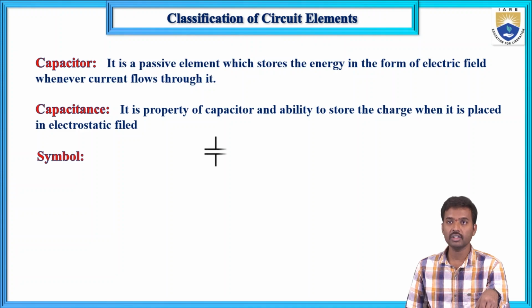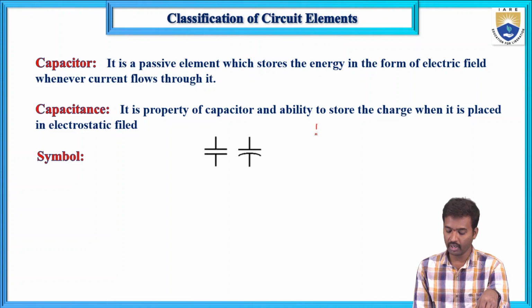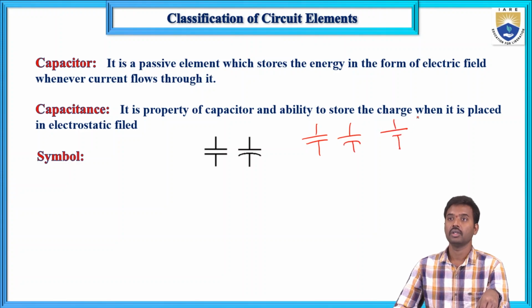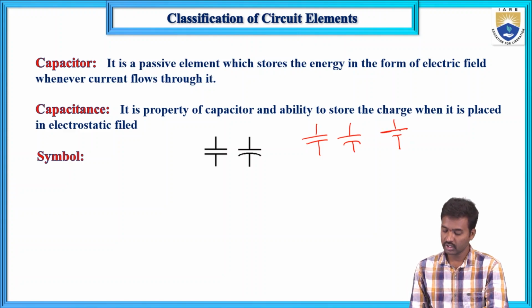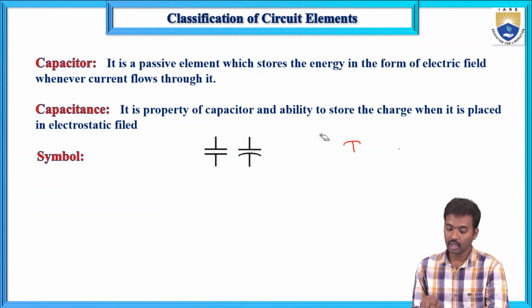The capacitance symbol looks like this, two parallel plates. This one, not this one. The two plates must have the same length. If one is bigger and the other is smaller, that is a voltage source, not a capacitor.